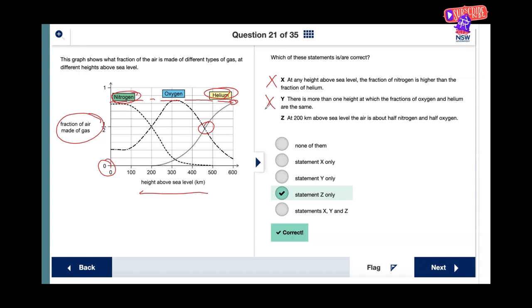Z: at 200 kilometers above sea level, the air is about half nitrogen and half oxygen. I know 200 kilometers above sea level is here because I've reviewed the x-axis, and I know half fraction of air is here because I've reviewed the y-axis. If I draw where these two data points align, I can see both nitrogen and oxygen pass through this point, which means that Z is correct, and hence statement Z only is the correct option in this question.